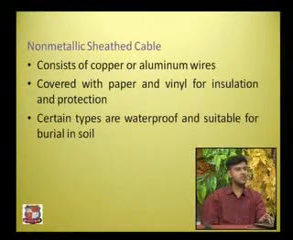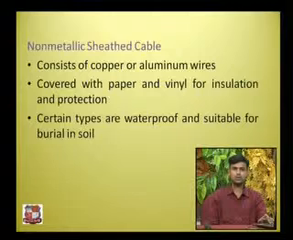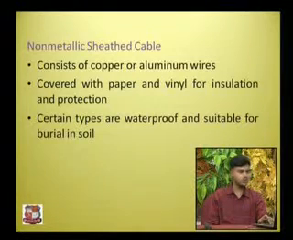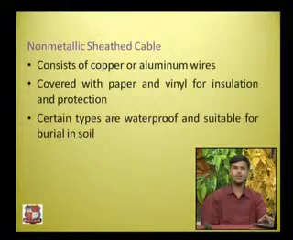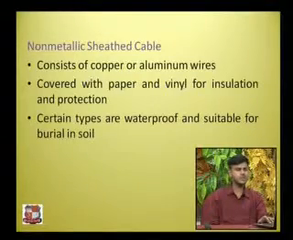Next one is the non-metallic sheathed cable. It consists of copper or aluminum wires. You can use either, depending on your applications and the type of connectivity that you need. It is covered with paper and vinyl for insulation and protection. Certain types are waterproof and suitable for burial in soil. We are not discussing non-metallic sheathed cable too much.